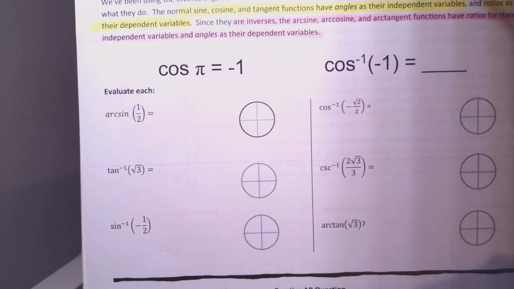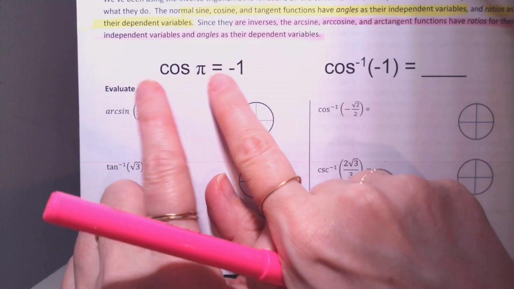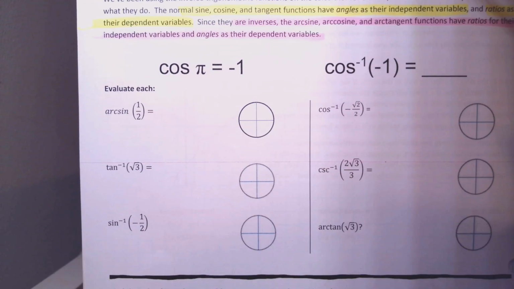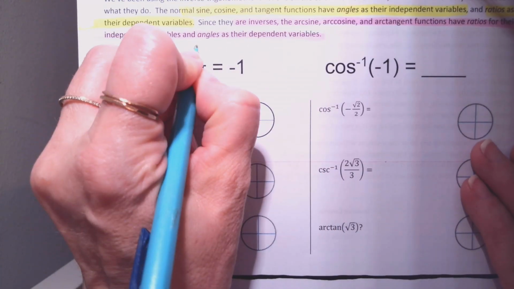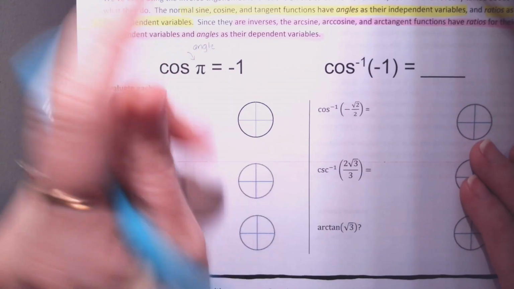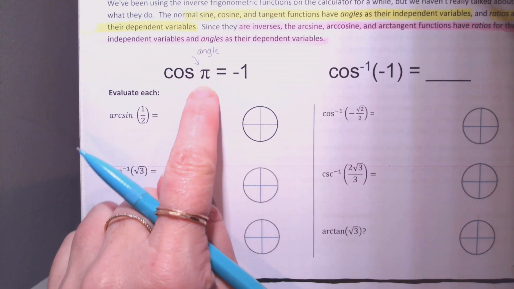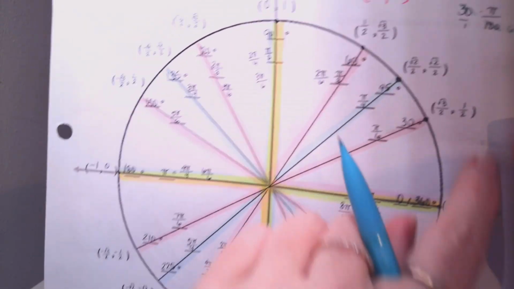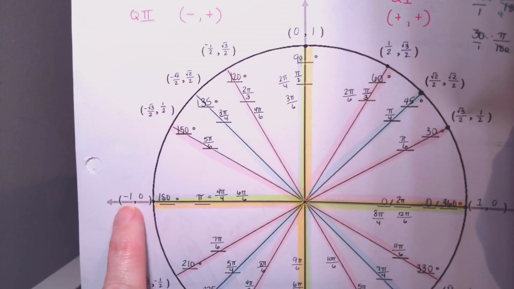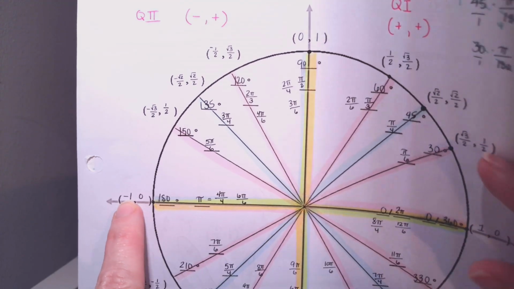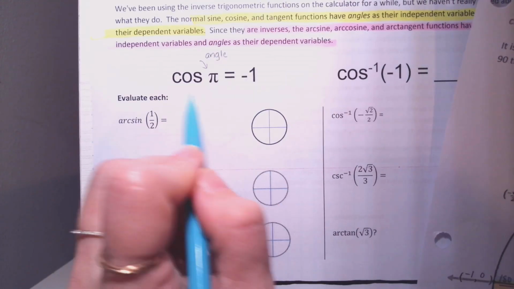Okay. So if we look at this, this is normal. This is what we've done before. The input variable is the angle. So what we did for this is we went to pi on our unit circle and we found the cosine at that angle. So we went over to pi. We found the cosine was this x value of negative 1 here. So this is normal. We've done this already.